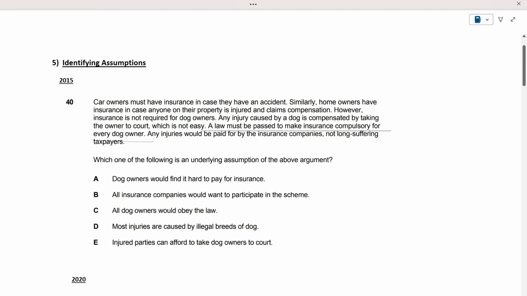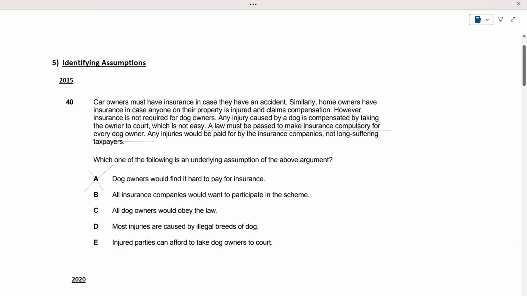So, A, dog owners would find it hard to pay for insurance. We don't need to think whether they're true or not. We just need to think, does the conclusion rely on that? Does the conclusion that a law must be passed to make insurance compulsory rely on the fact that dog owners find it hard? Well, no, it doesn't. This is actually more of a rebuttal to the argument. As I said earlier, don't confuse rebuttals with assumptions. This conclusion does not rely on this sentence at all, so we can rule that out.